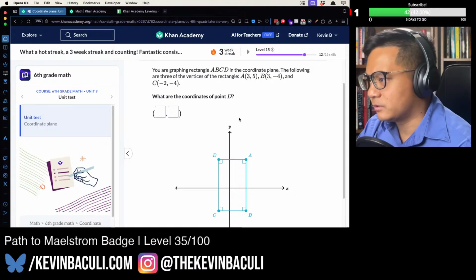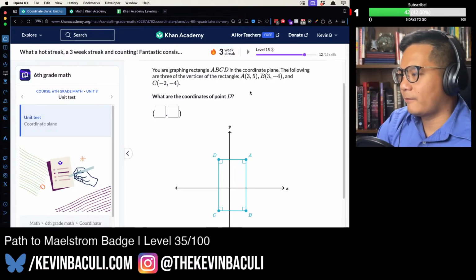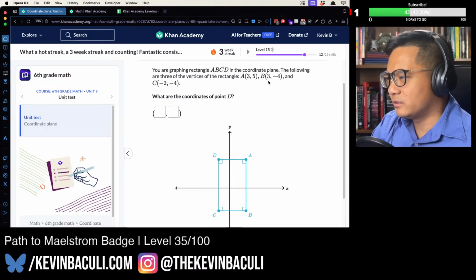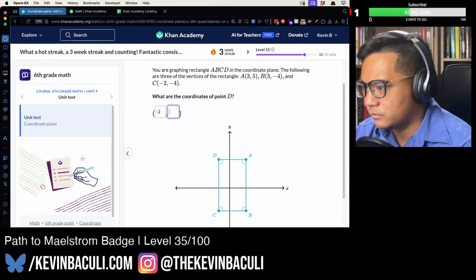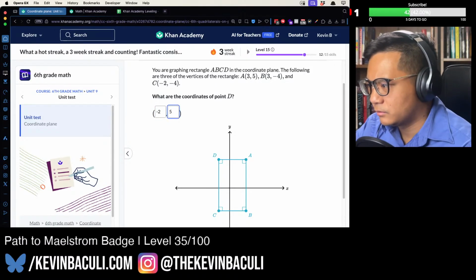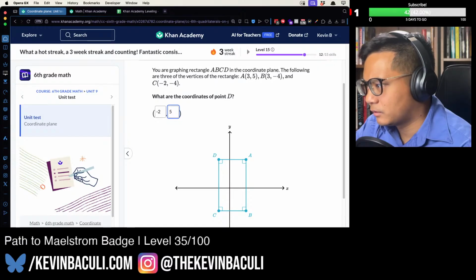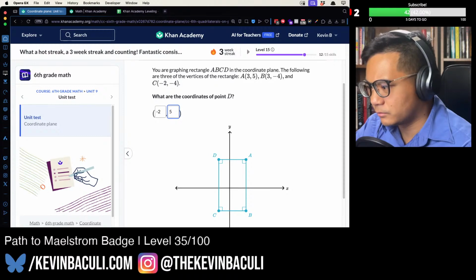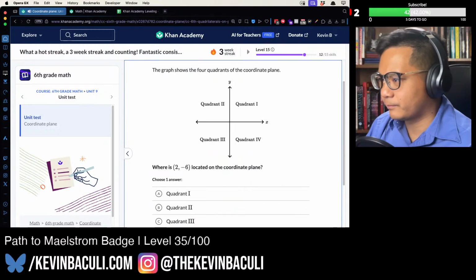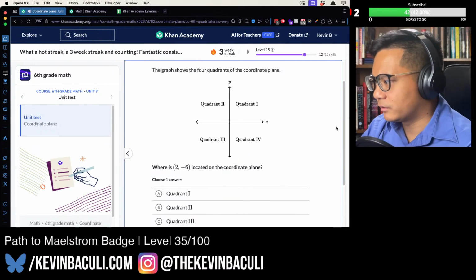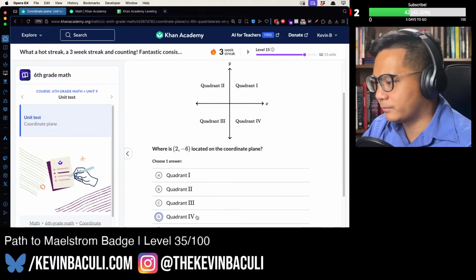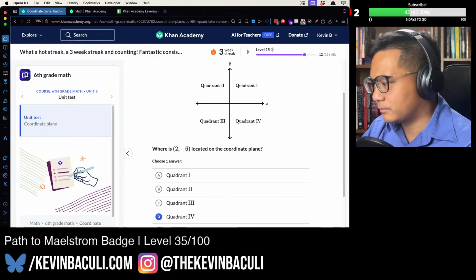Its coordinates, point D. A is negative 2, 5. C is negative 2, negative 6. Quadrant 4. 2, negative 6. Yep.